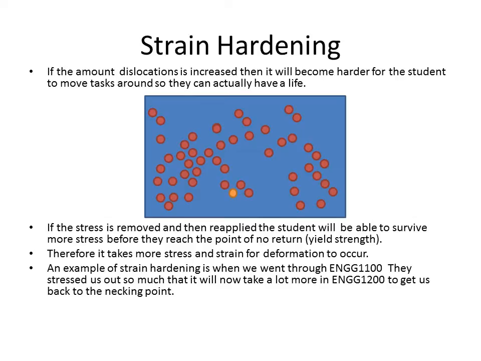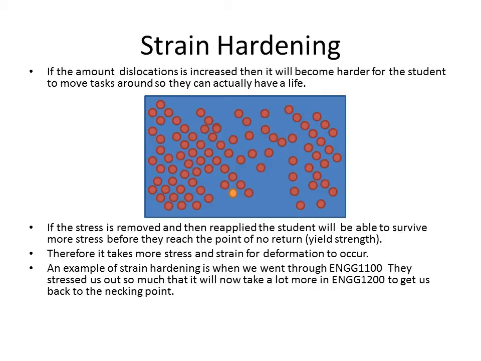Strain hardening. The theory behind strain hardening is that if the amount of dislocations or assignments is increased, then it will become harder for the student to move tasks around, so they can actually have a life, meaning they will grow used to the stress and be forced to become more organized or stronger, as they can no longer move things around. If the stress is removed and then reapplied, the student will be able to survive more stress before they reach the point of no return.